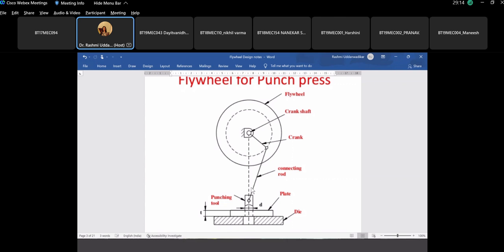Now this is on the application side where a large amount of torque is required, and hence a flywheel is normally mounted on this shaft. This is the crankshaft. If you see the side view, this will be the crankshaft. The crank is rotating here. This is the connecting rod. This is the punching tool. And on the extension of this shaft, you have a flywheel.